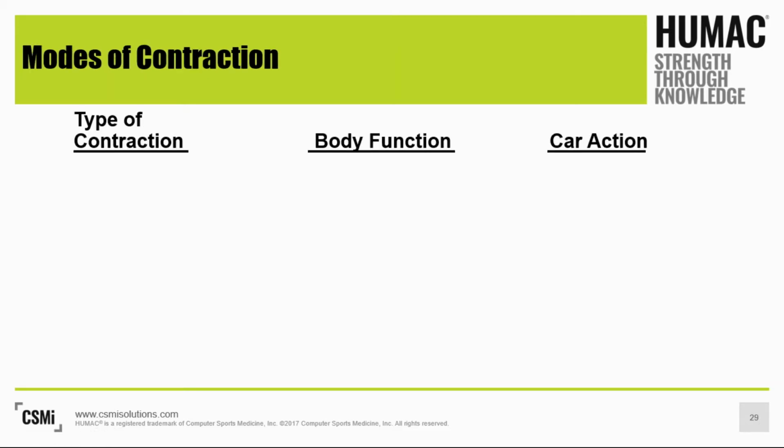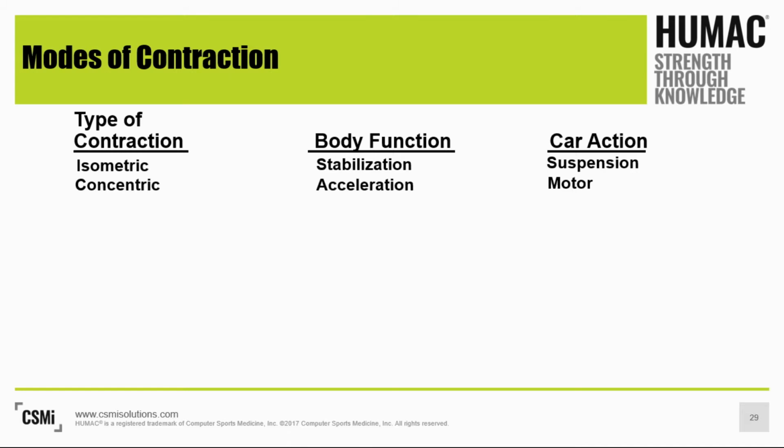Let's put together a chart where we compare the modes of contraction to something that we all know well, a car. For the isometric mode, in the body, it serves as a stabilizer of the joint or the body segment. It can protect the joint against excessive motion, or it creates rigidity of the joint, allowing for adjacent joints or segments to generate movement or force. In the example of a car, it acts as the suspension.